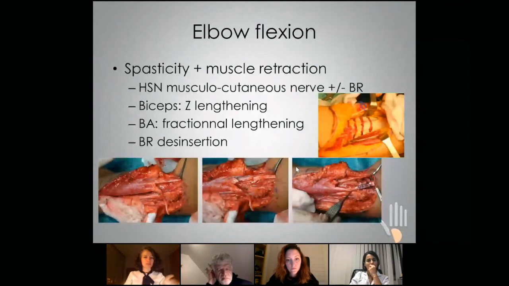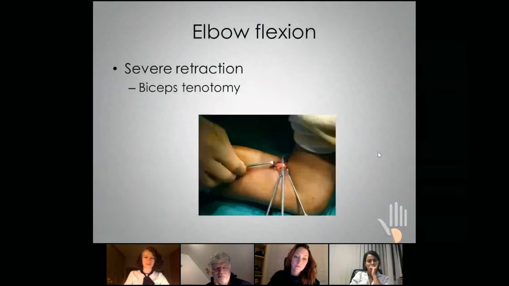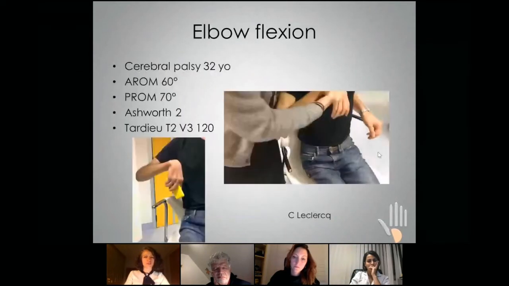So for the biceps, we will do the Z lengthening, as you can see here, and as has already been described. We cut the tendon and then do a side-to-side suture. For the brachialis, we will do a fractional lengthening, and for the brachioradialis, we will do a proximal disinsertion of the muscle. In severe retraction, we can also do a biceps tenotomy when we really have a severe retraction in a non-functional hand.